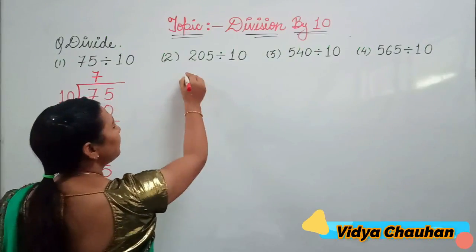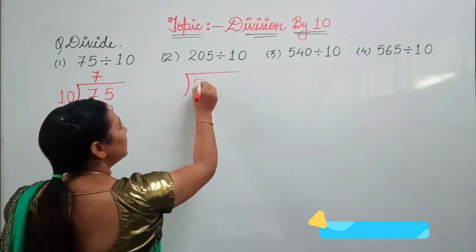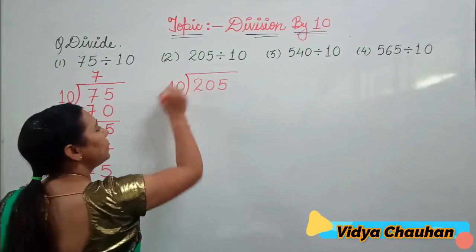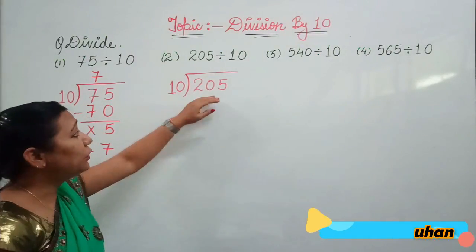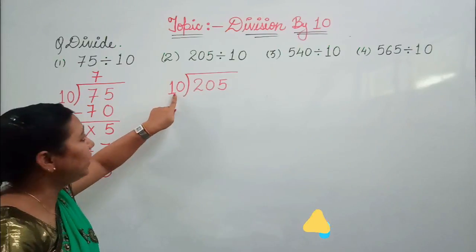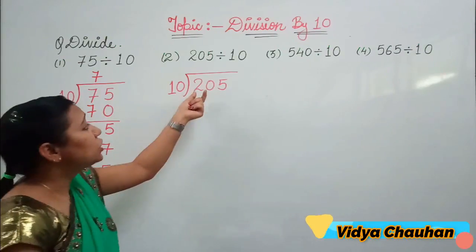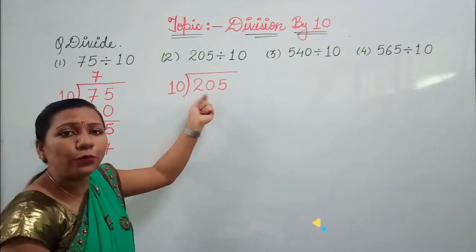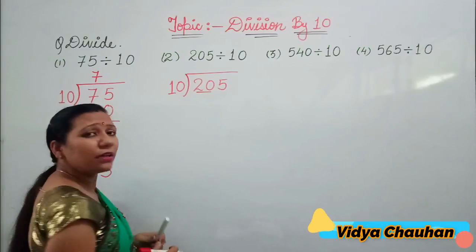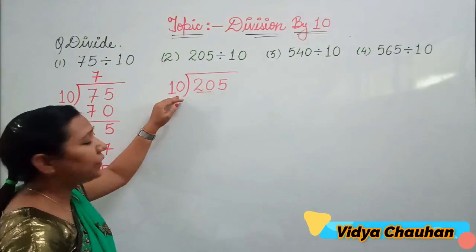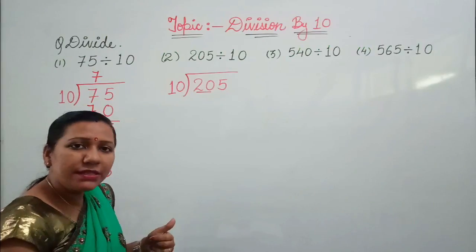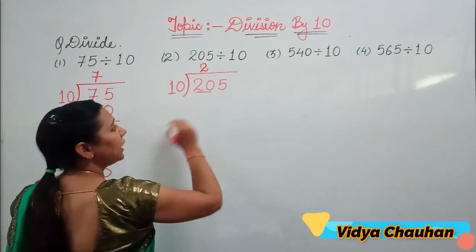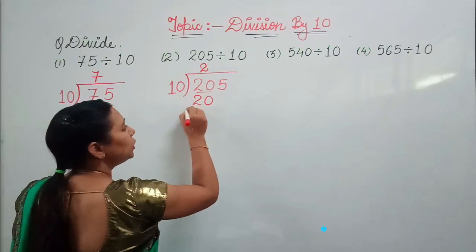205 divided by 10. I will write the 205, which is our dividend, inside the division box and divisor 10 outside. Now, it's time to divide 205 by 10. So, very first, since 10 is a two-digit number, I will be taking two digits of the dividend also, which is 2 and 0, 20. We will take this 20 only. Now, let's read the table of 10. 10 ones are 10, 10 twos are 20. So, 10 multiplied by 2 is 20.